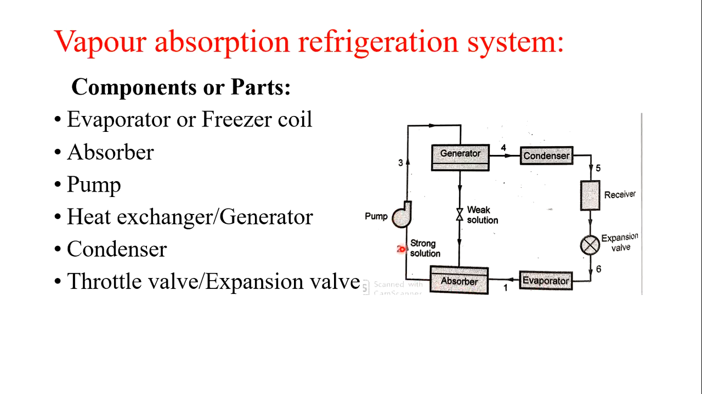Pump is connected between absorber and heat exchanger or generator. The main function of the pump is to circulate the refrigerant in the refrigeration cycle. Condenser is one more important component of the system. It changes the state of the fluid, it means from vapor to liquid due to condensation process. Expansion valve: when the fluid enters the expansion valve, it reduces both pressure and temperature of the refrigerant.